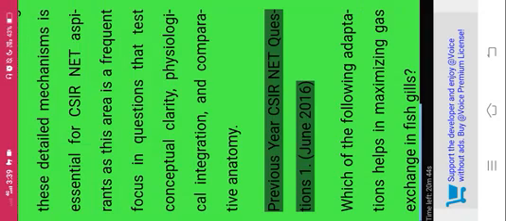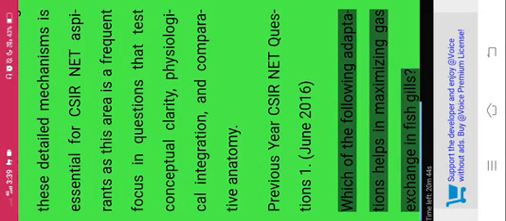Previous year CSIR NET questions. 1. June 2016. Which of the following adaptations helps in maximizing gas exchange in fish gills? Answer: The countercurrent flow of blood and water, which maintains a continuous diffusion gradient for oxygen, is a key adaptation in fish gills for efficient gas exchange.